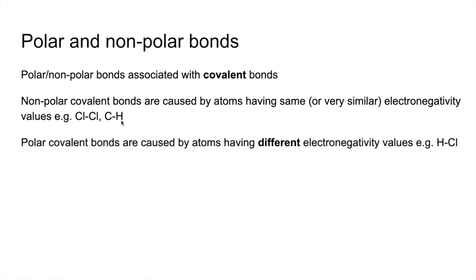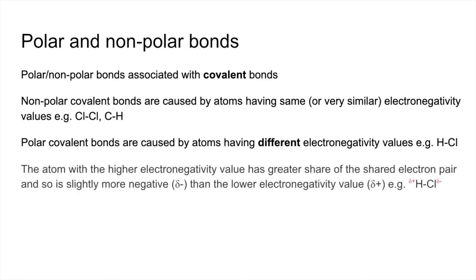Polar covalent bonds, on the other hand, are caused by atoms having different electronegativity values, and the example there is HCl. The atom with the higher electronegativity value has the greater share of the shared electron pair in the covalent bond, so it's going to be slightly more negative, and we show that with a delta minus sign. The atom with the lower electronegativity value is shown with a delta plus sign. So in the case of HCl, the hydrogen is slightly positive and the chlorine is slightly negative.